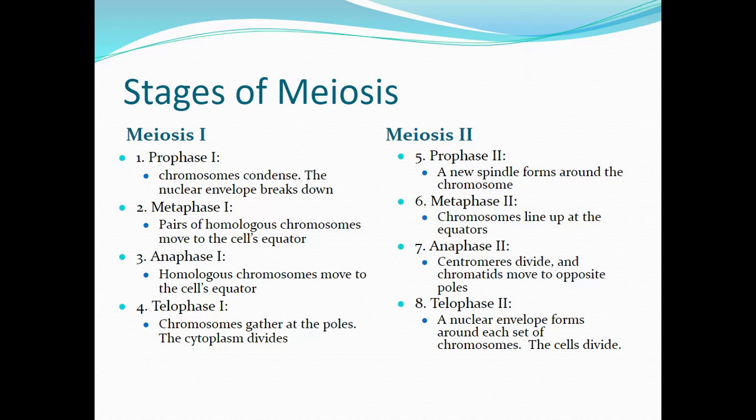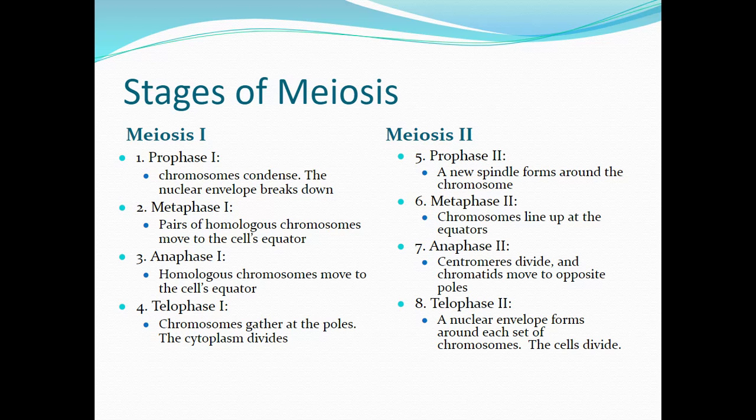And then we have telophase 1, and this is where the chromosomes gather at the poles, the cytoplasm starts to divide, and we go through cytokinesis. Let's look at telophase 2. In telophase 2, the nuclear envelope reforms. That's a little bit different because we don't have a nuclear envelope that breaks down in prophase 2, because it was never reformed at telophase 1. And so that nuclear envelope being able to form around each set of chromosomes is really important.